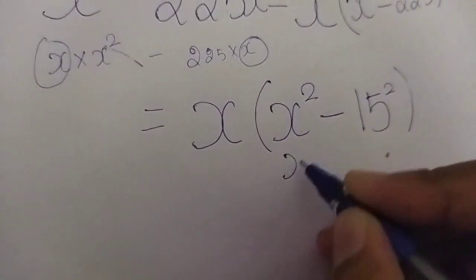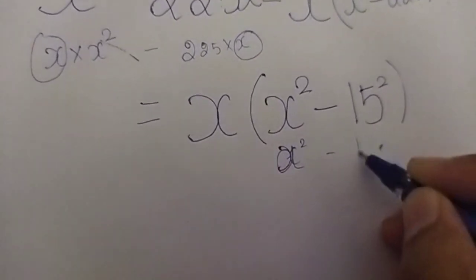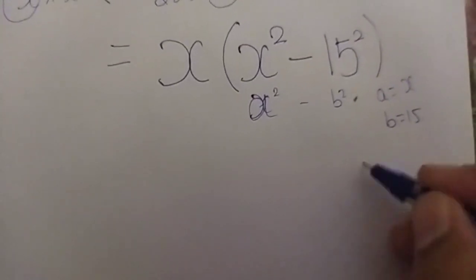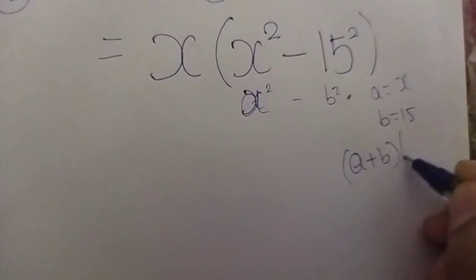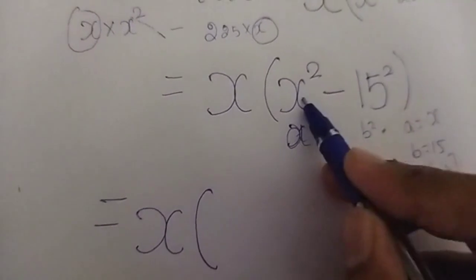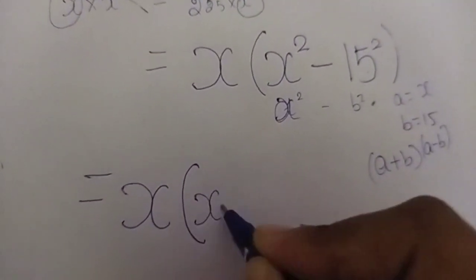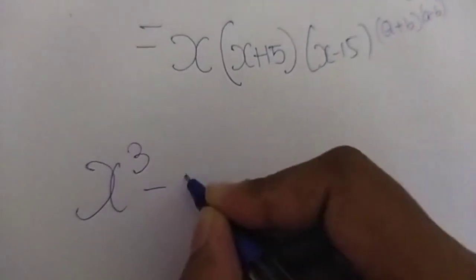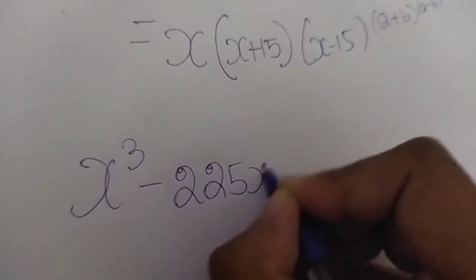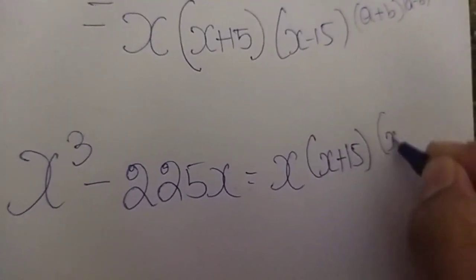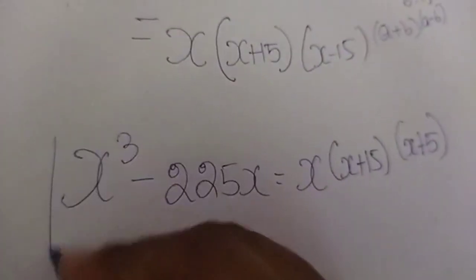X minus 15 square, it looks like a square minus b square. In place of a, I have x. In place of b, I have 15. A square minus b square is nothing but a plus b into a minus b. So if I substitute, x into x square minus 15 square, that is x plus 15 into x minus 15. So x cube minus 225x is equal to x into x plus 15 into x minus 15. This is the required answer.